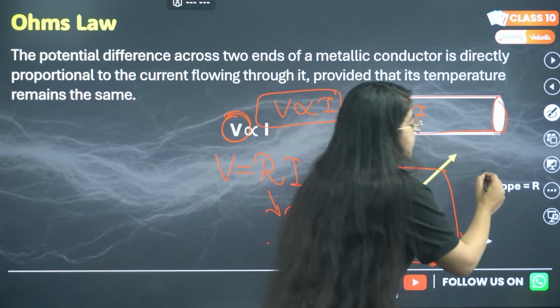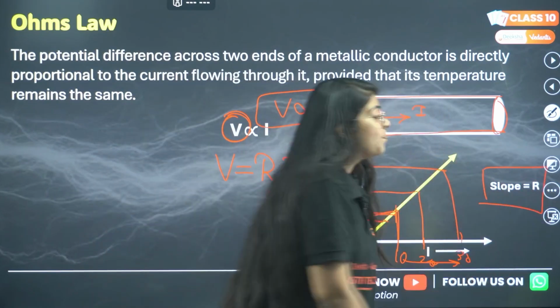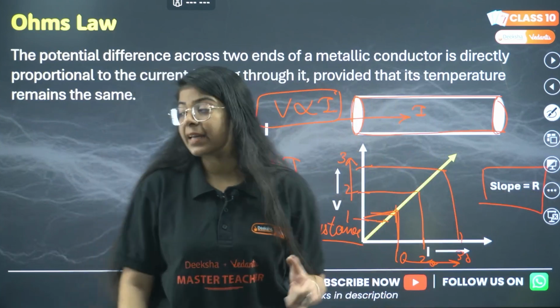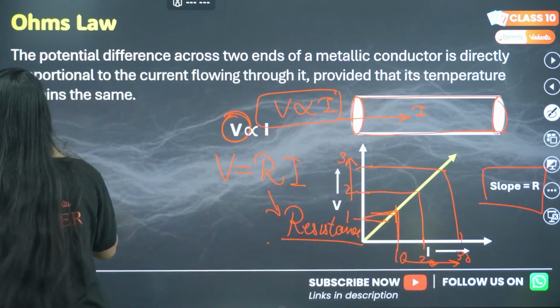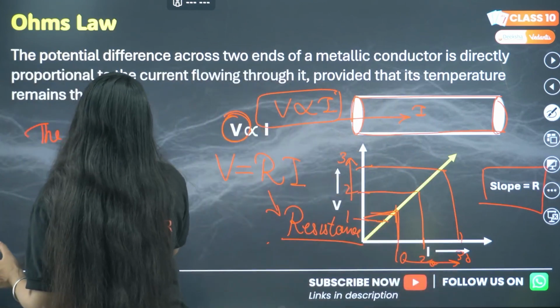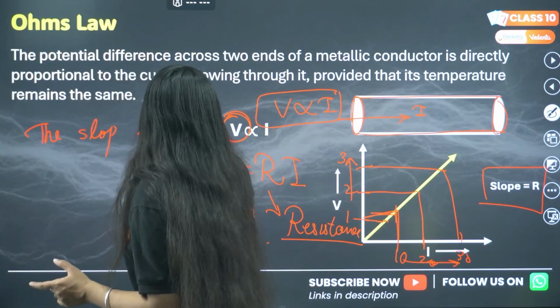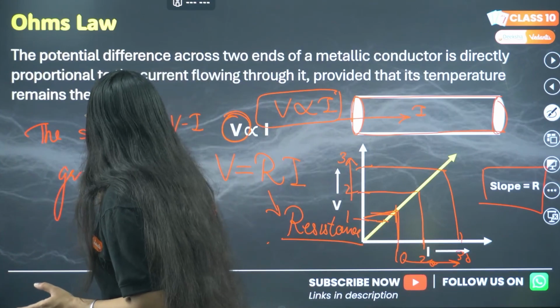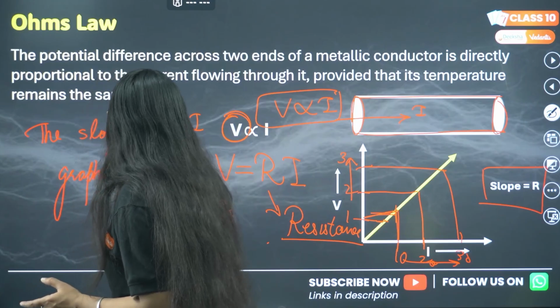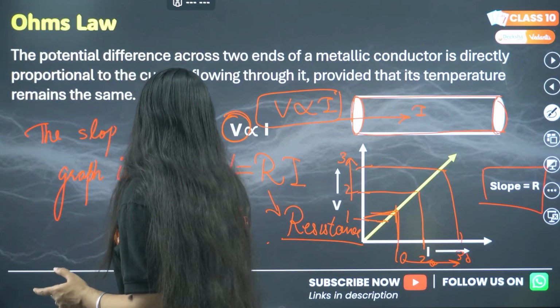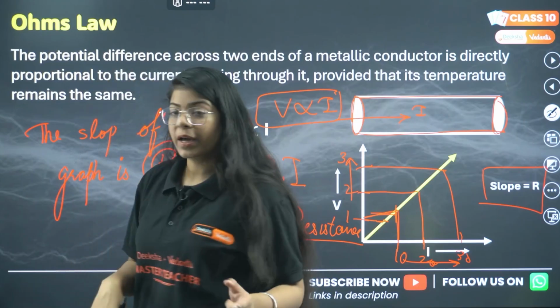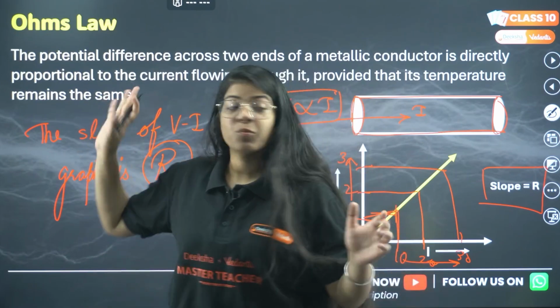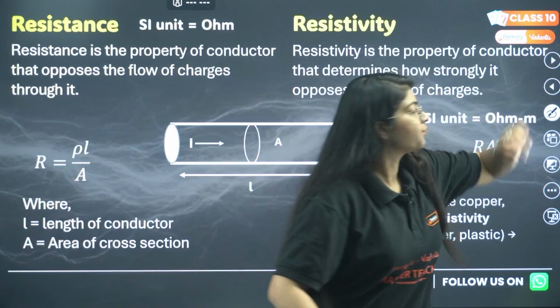And just remember this very carefully, the slope of VI graph, let me write it down. The slope of VI graph is what? R, which is our resistance. Okay, cool. Let's move on to the next topic.